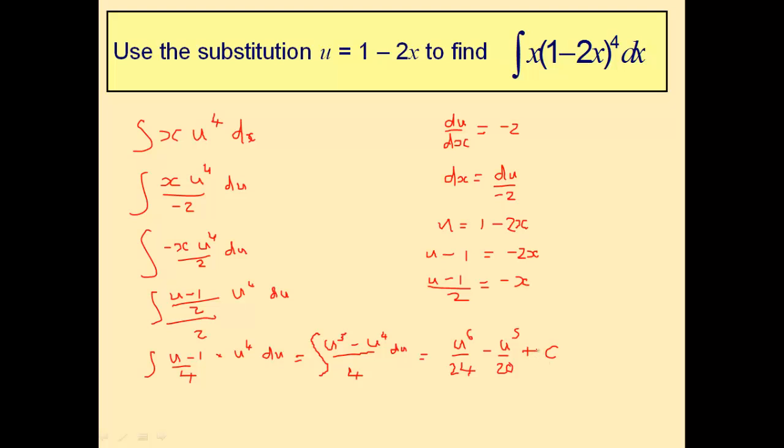And of course, then at the end, we can replace our 1 minus 2x for these terms. So we'll put it down here. We get 1 minus 2x to the 6, and we'll put 1 over 24 in front of that, minus 1 over 20, 1 minus 2x to the 5 plus c.